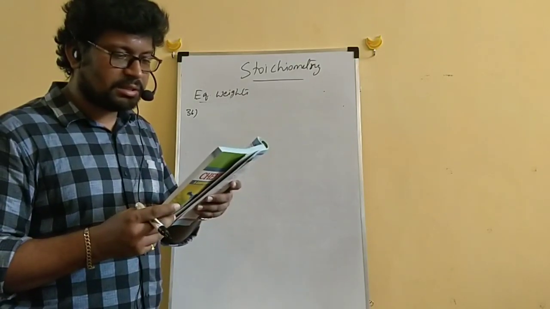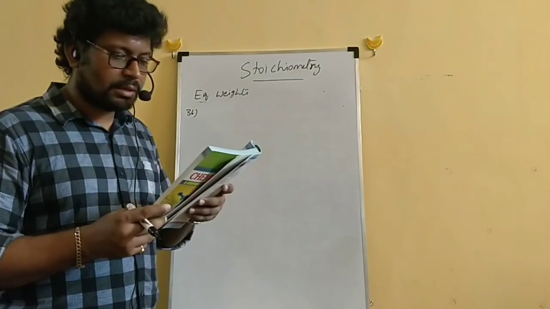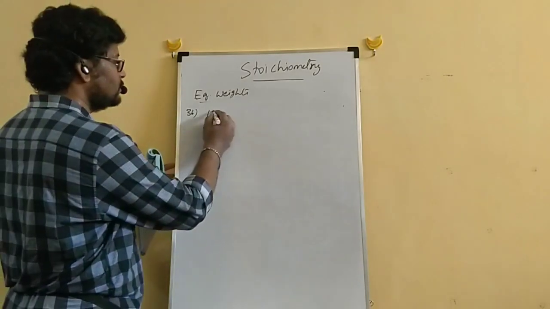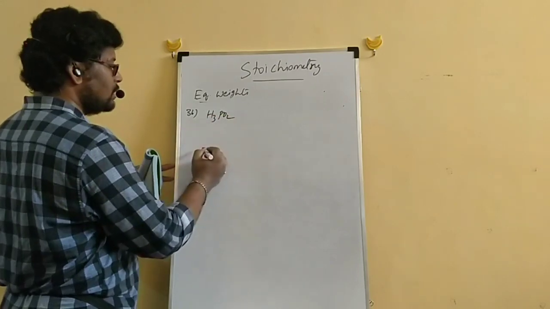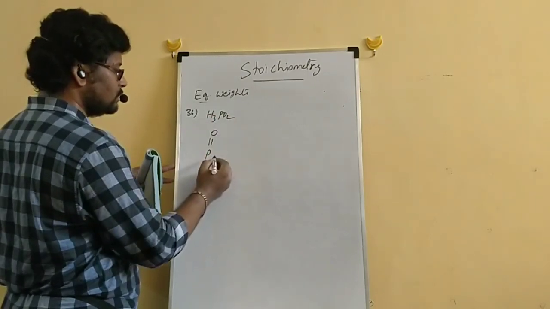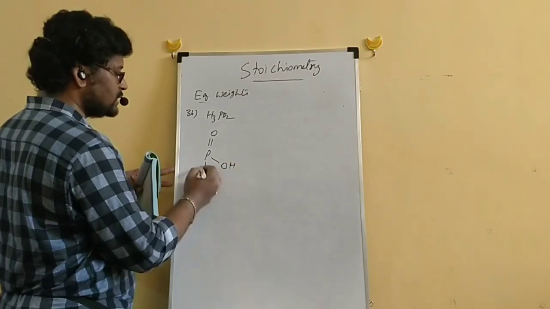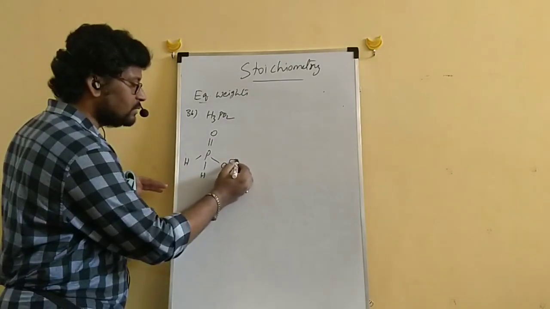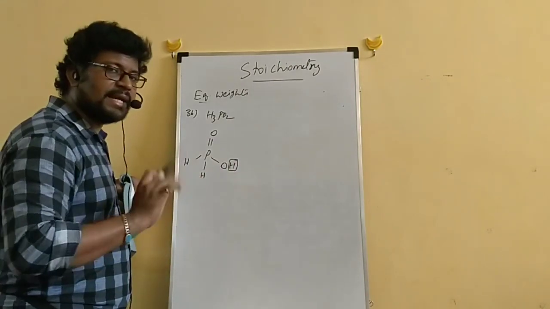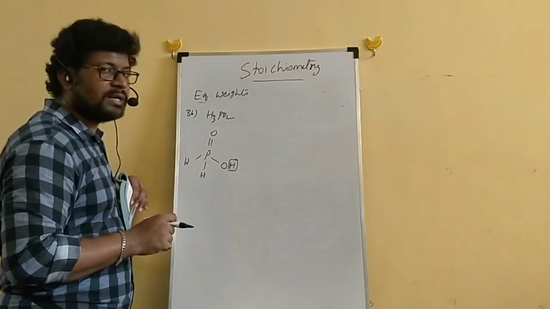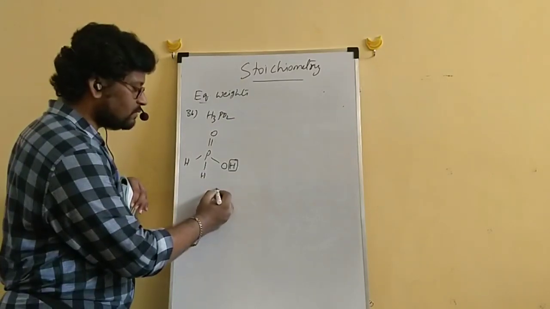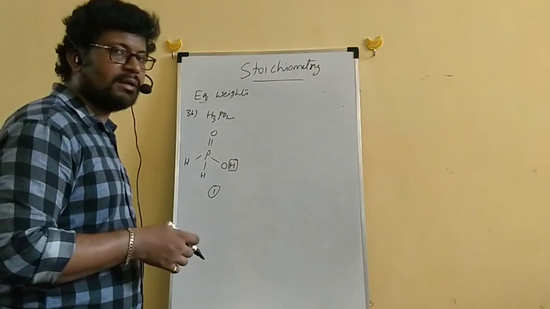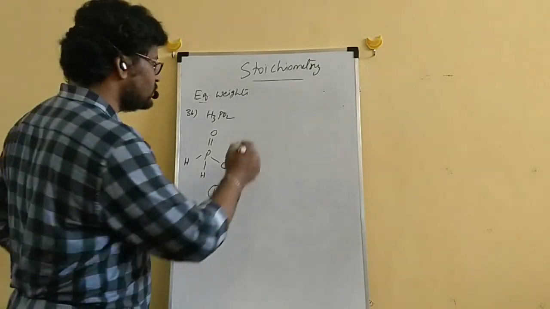The options are H3PO2, H3PO3, H3PO4, H2SO4. H3PO2: P double bond O, OH, H, H. This is the structure of H3PO2. How many hydrogens are bonded to oxygen? Only those get replaced. So only one hydrogen is bonded, so basicity is equal to 1. Basicity 1 means gram equivalent weight is equal to gram molecular weight. If you take H3PO3.